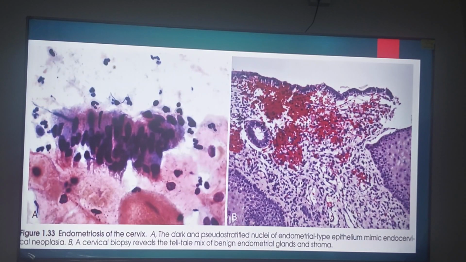Endometriosis of the cervix. How can we diagnose it? Dark cytoplasm and nuclei of endometrial type epithelium mimic endocervical metaplasia. We can suspect it, as it mimics endocervical metaplasia, but it cannot be completely diagnosed in Pap smears. A cervical biopsy revealed a mix of benign endometrial glands and stroma. Is this the endometrial gland? Is this the endometrial stroma?